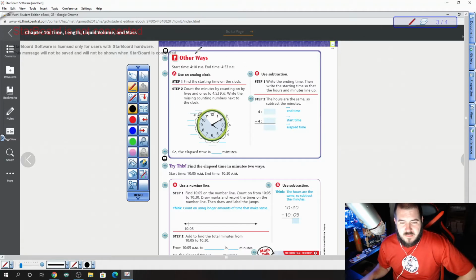We can use an analog clock. That is way number one of our other ways. What we can do is find the starting time on the clock. The starting time is 4:10, which is already on the clock. So I'm going to click undo for that. We already have 4:10, and we're just going to count by fives like we would normally. But instead of starting at the 12, we're starting at the 2 because that's what 4:10 is. So we're skip counting by fives.